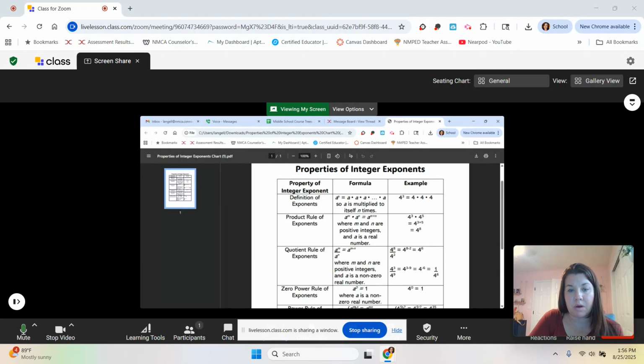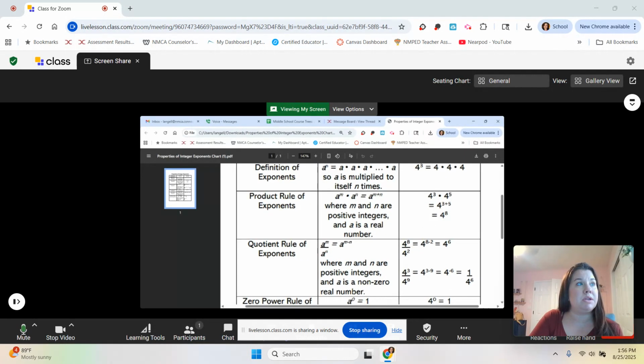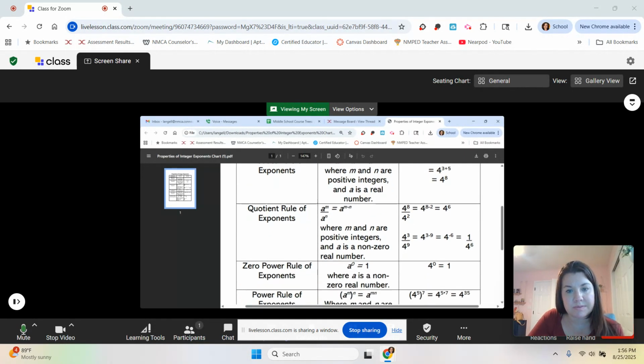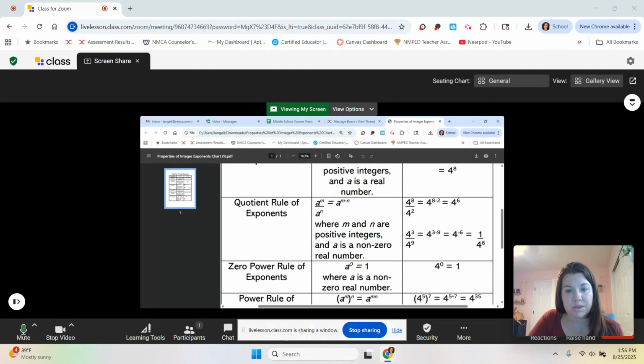With the quotient rule, let me zoom in a little bit here, hopefully you can see those. The quotient rule tells me that when I'm dividing, and every fraction is a division problem, and I have the same base, I can subtract the exponents. And then I have examples over there for you as well.